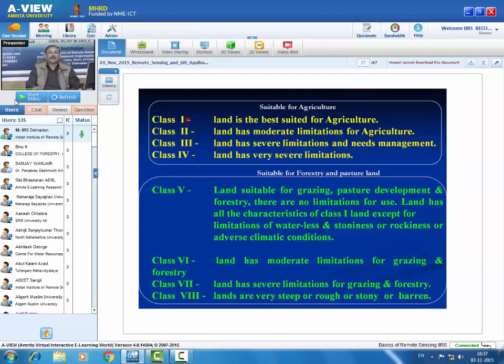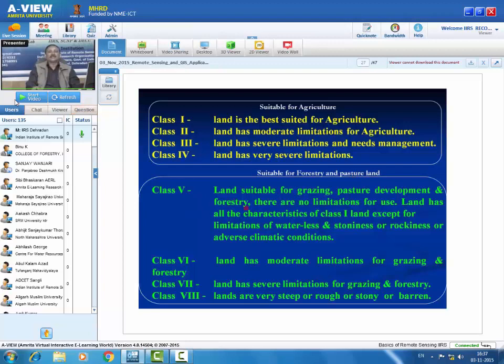So class 1 land is most suitable for agriculture, and class 4 has very severe limitations. So from class 1 to 4, limitation increases for agricultural purposes. But if it comes under class 5 to 8, it means it is suitable for forestry and pasture land.